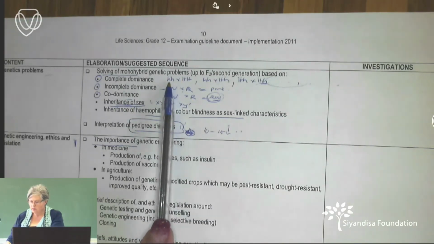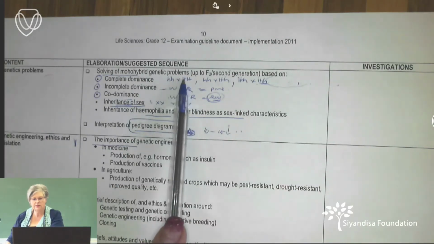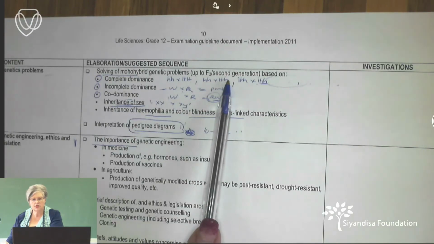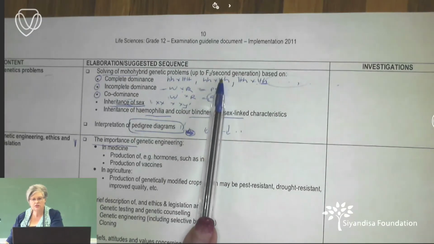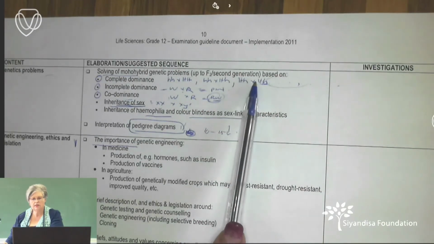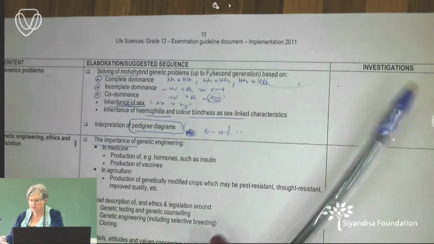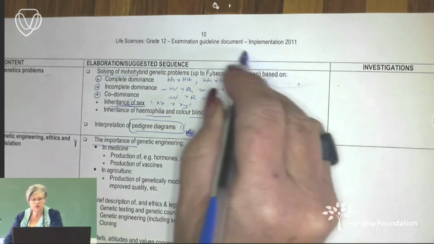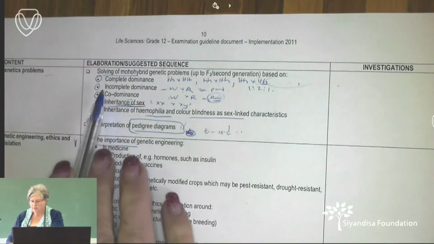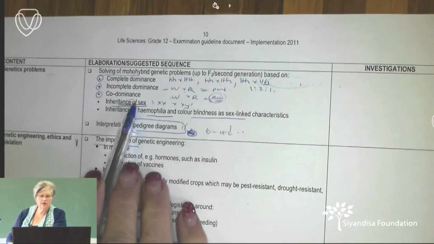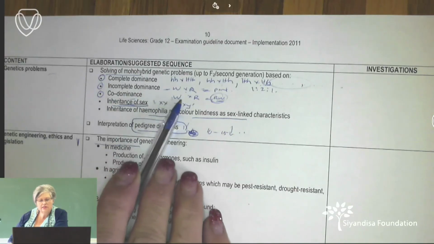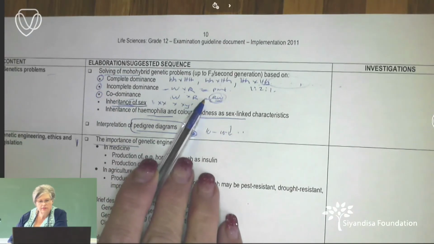We can get homozygous cross homozygous, then the offspring is 100% heterozygous. We can get homozygous cross heterozygous, then we get a 50:50. And heterozygous cross heterozygous will lead to a ratio of 1:2:1. So you must know those 3 crosses. Then we looked at incomplete and codominance. Same crossing, the only difference is in the phenotype of the offspring.